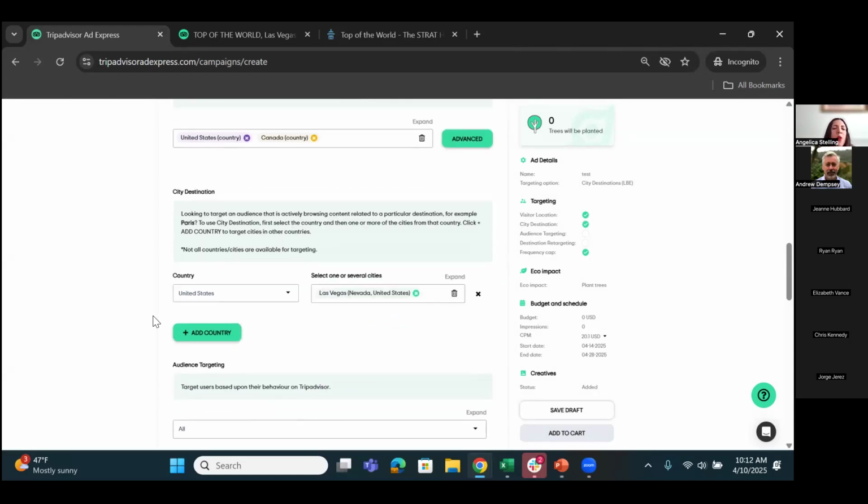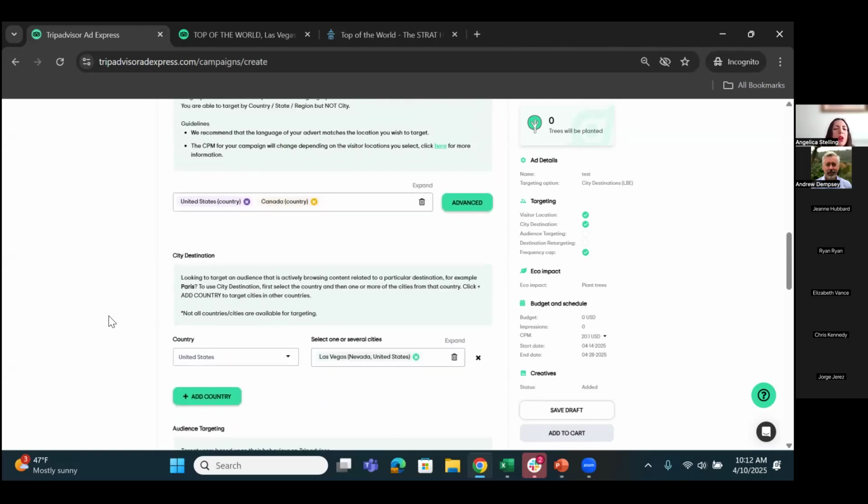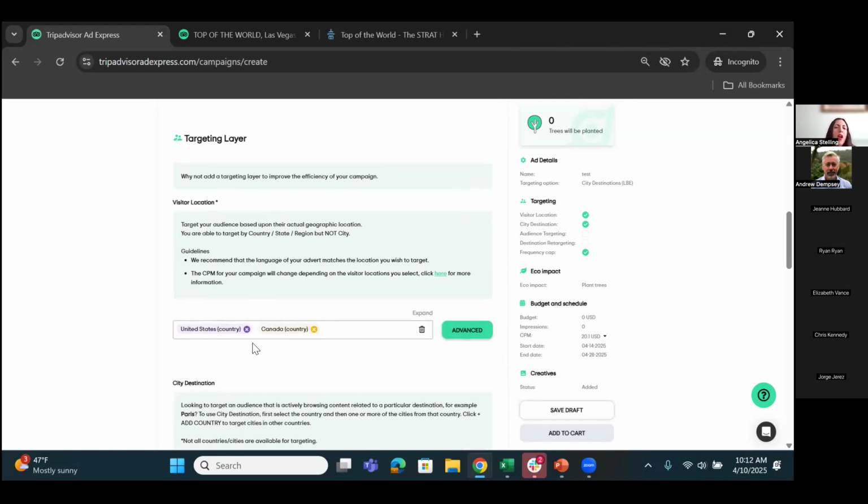Okay, two things I want to make note of before we go to the next section. Right away, you are wondering, why is this color coded? What does this mean? Great question. I'm going to click here. So when we looked at CPMs, it keeps saying base.